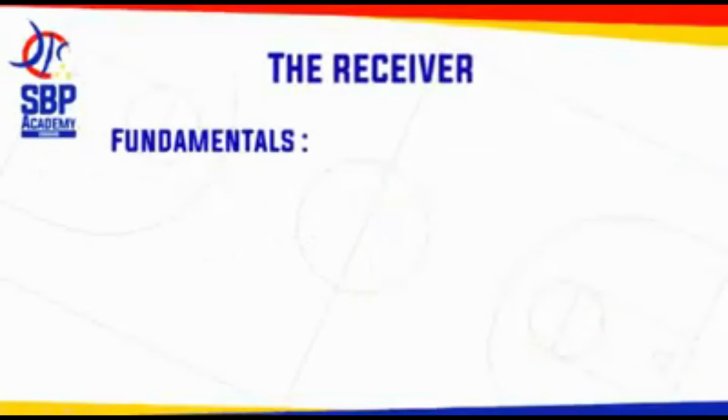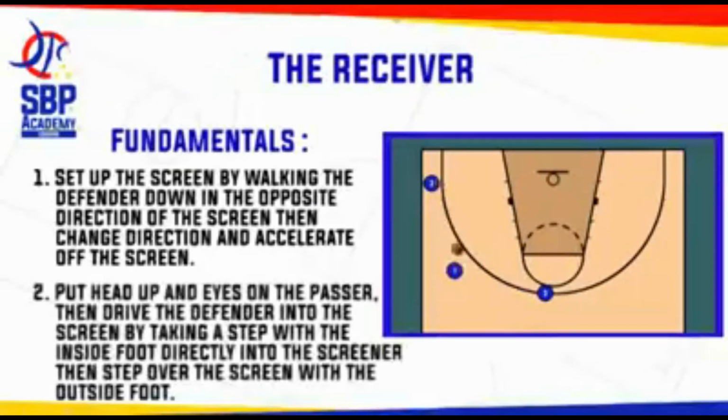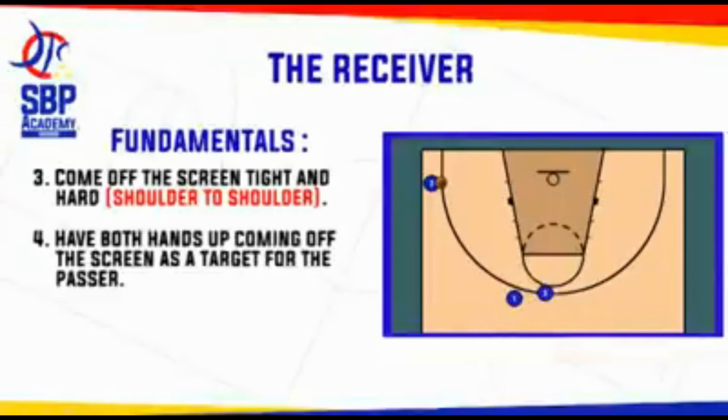The receiver. Set up the screen by walking the defender down in the opposite direction of the screen. Then change direction and accelerate off the screen. Put head up and eyes on the passer. Then drive the defender into the screen by taking a step with the inside foot directly into the screener. Then step over the screen with the outside foot. Come off the screen tight and hard, shoulder to shoulder. Have both hands up coming off the screen as a target for the passer.